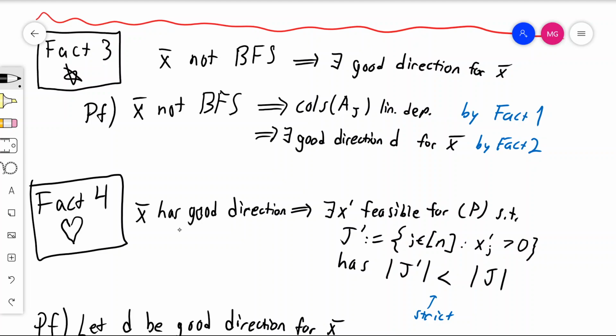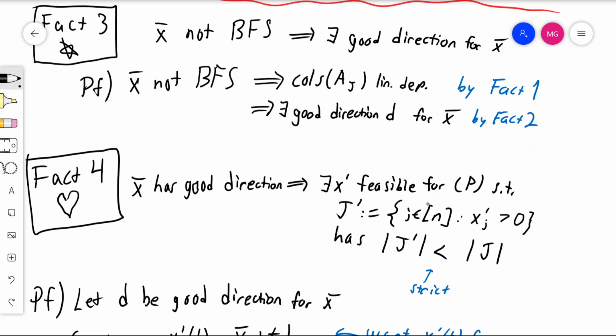Fact 4 is saying that if x bar has a good direction, then there must be, and it's just saying what we already wanted, some feasible x prime for this linear program P, such that the indices J prime, we'll call them, the indices where that vector is strictly positive, the number of such indices is strictly less than the number of indices from the original set corresponding to x bar. Remember, J is the indices of the components of x bar that are strictly positive, and J prime is the indices of x prime that are strictly positive. And we're saying there are strictly fewer strictly positive components of x prime than there were of x bar. And so we want that as well.